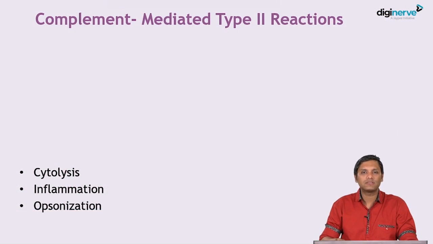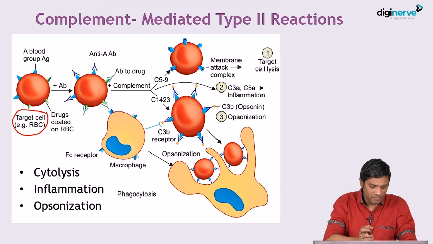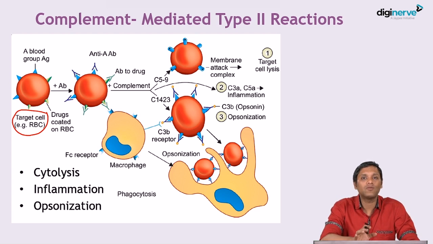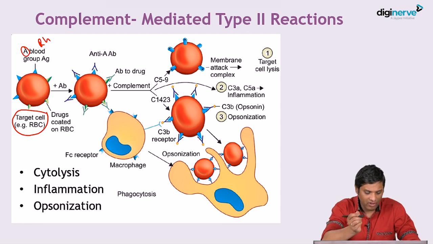Cytolysis, inflammation and opsonization. These three are complement mediated reactions. So we will see how it is happening. So this is the host cell. Let us see the host cell is an RBC. On its surface, various host cell antigens will be there which can induce type 2 hypersensitivity reaction. For example, either A blood group antigen or Rh antigen, etc.